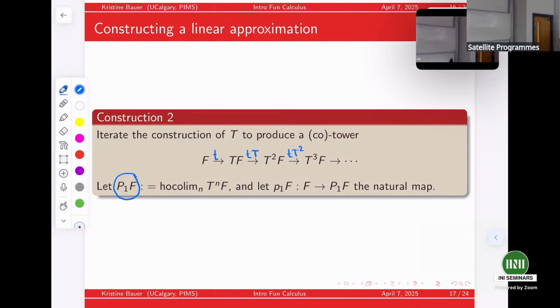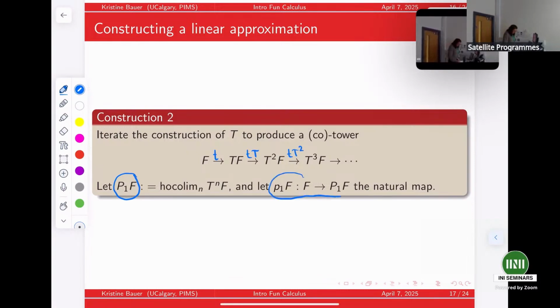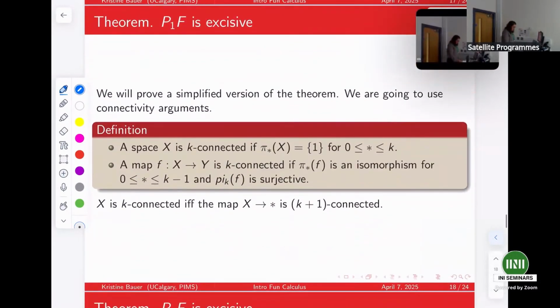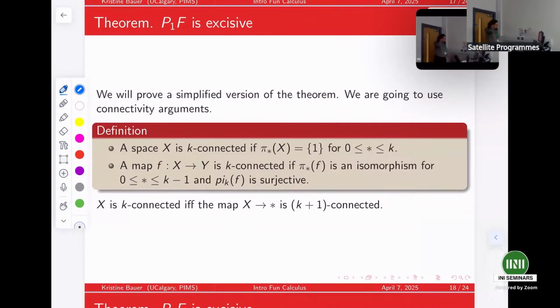Now, because I had this natural map F into this tower to begin with, that means that I also get a natural map P1F, which is a natural transformation from F into the homotopy colimit. All right. So at that point, I think that we've done our linear approximation.